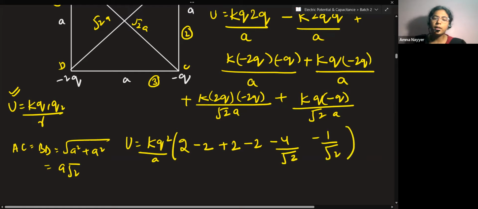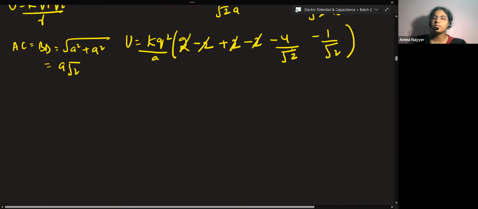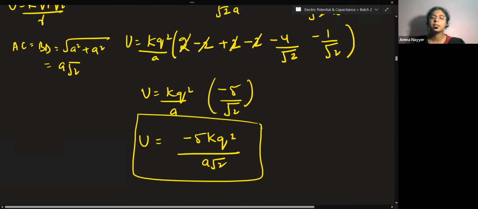So see, 2 minus 2, this will get cancelled. Minus 4 minus 1 means minus 5. So this is KQ square by A, this is minus 5 by root 2. So if we write it all together, this will be minus 5 KQ square divided by A. All right. So just note down the solution as well.